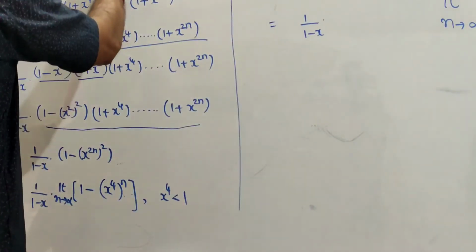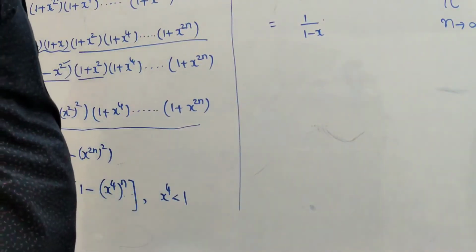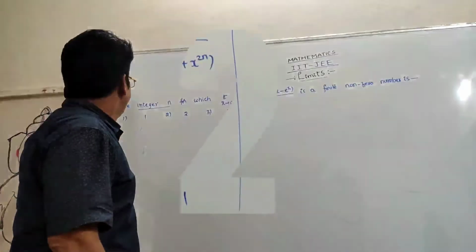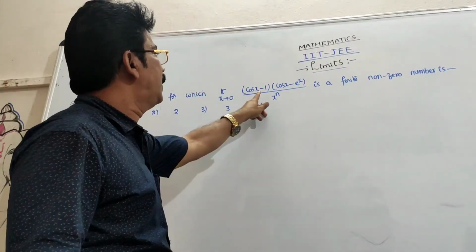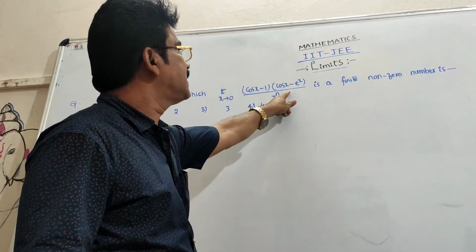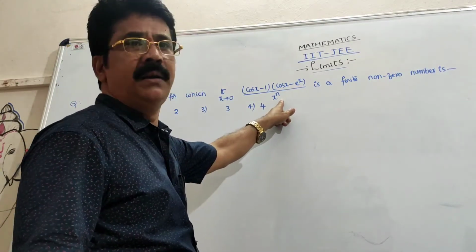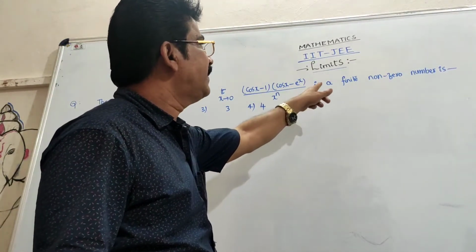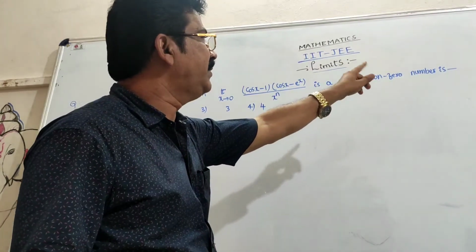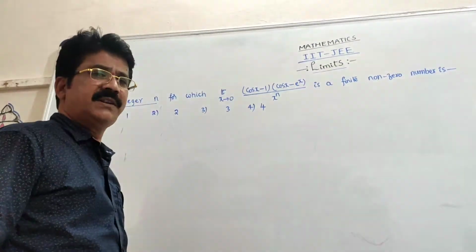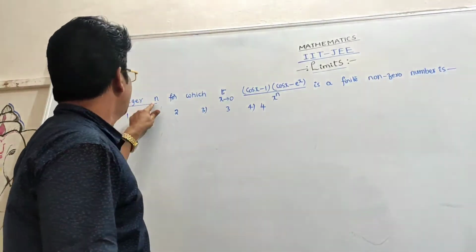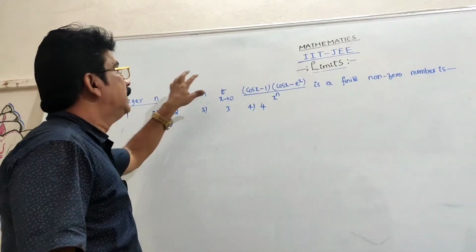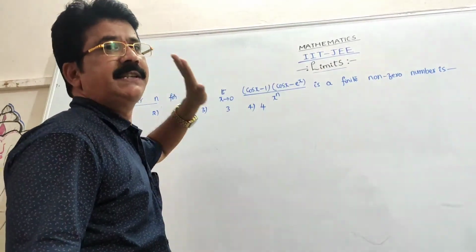So 1 by 1 minus x. Third option is right. This problem is also important. The integer n for which limit x tends to 0, (cos x minus 1)(cos x minus e^x) divided by x^n is a finite non-zero number is dash. Did you understand the question? What is the question? For what value of n is it finite? This is the simple question.